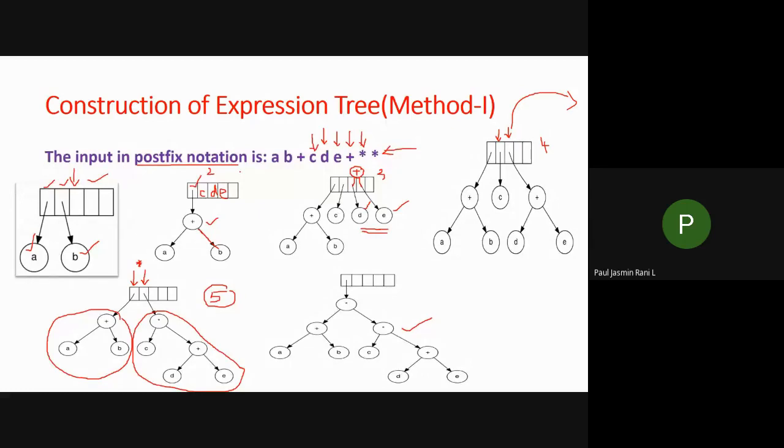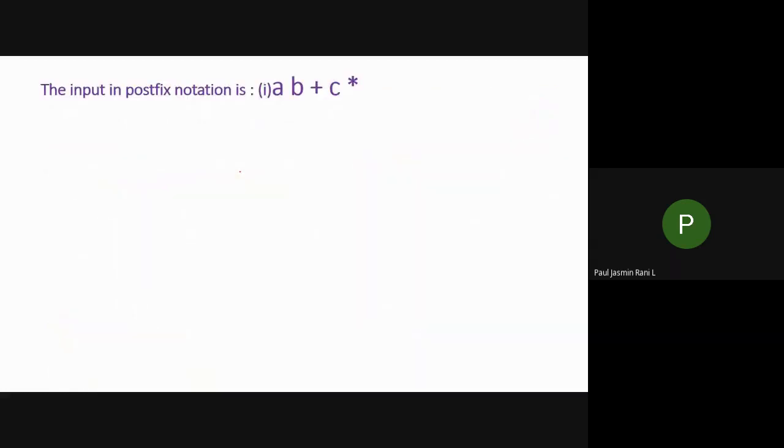Shall we solve one problem? Now you are going to solve one problem in your notebook. Take this simple problem: A, B plus C asterisk. Solve this problem in your notebook, and I want the answer. What will be the root element? In your root, what element will it be, you have to say. That is the question given to you, because I can't see your expression tree. So please post that answer in your chat.